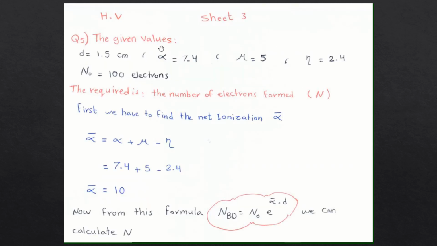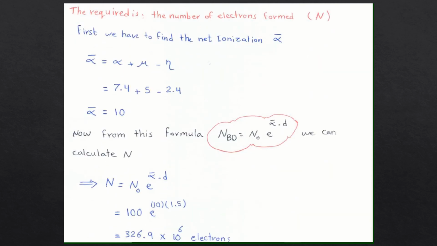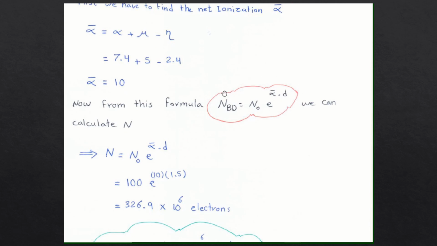As I said, in this question, he gave us so many values: the distance as 1.5, the ionization 7.4, the photoionization 5, the attachment coefficient as 2.4, and the number of electrons as 100. He asked us to find the number of electrons formed, which we call N. From this formula, N_BD is equal to the number of electrons into e to the power net ionization into the distance. We can calculate the required N here.